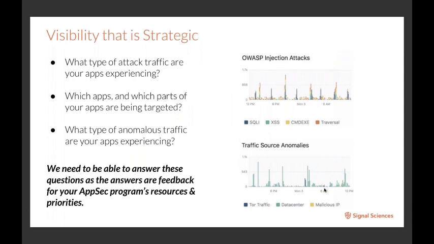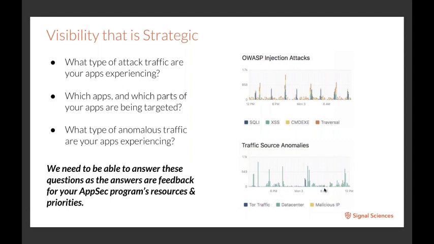So to speak to visibility that is strategic, this is being able to see what type of attack traffic your apps are seeing or experiencing, and which parts of the apps are being targeted. So knowing that is actually very important. And then also anomalous traffic, right? Like what type of anomalous traffic are you experiencing? And so we need the answers to these questions, because this is feedback to your AppSec program, right? To help with prioritization and efficient use of resources.